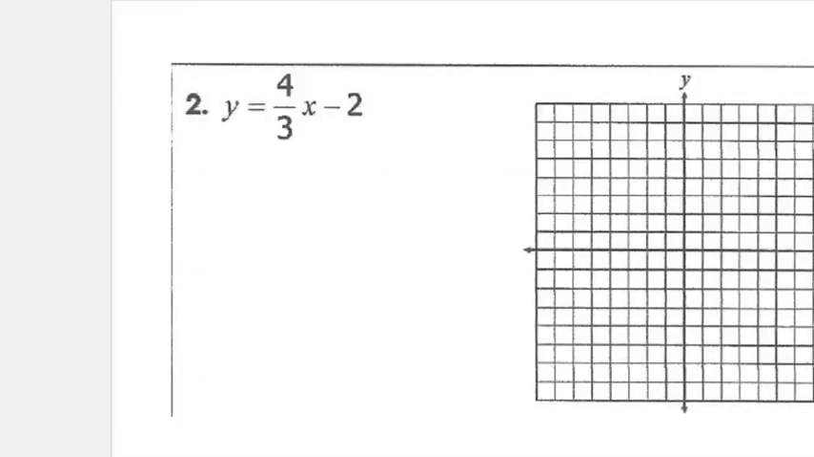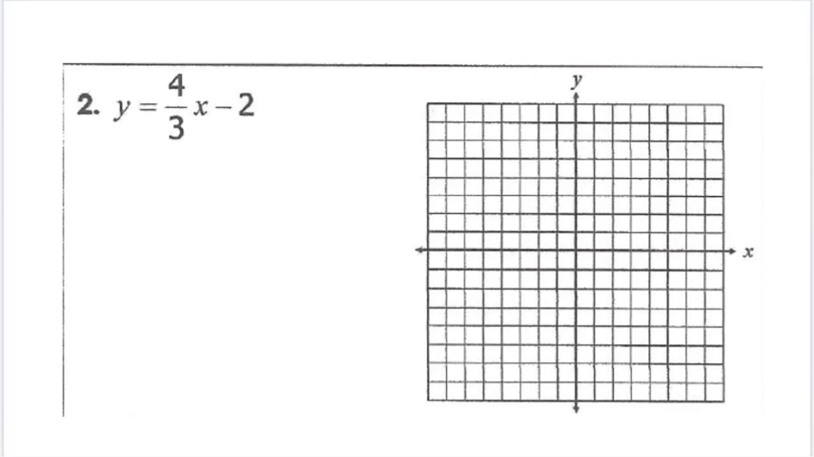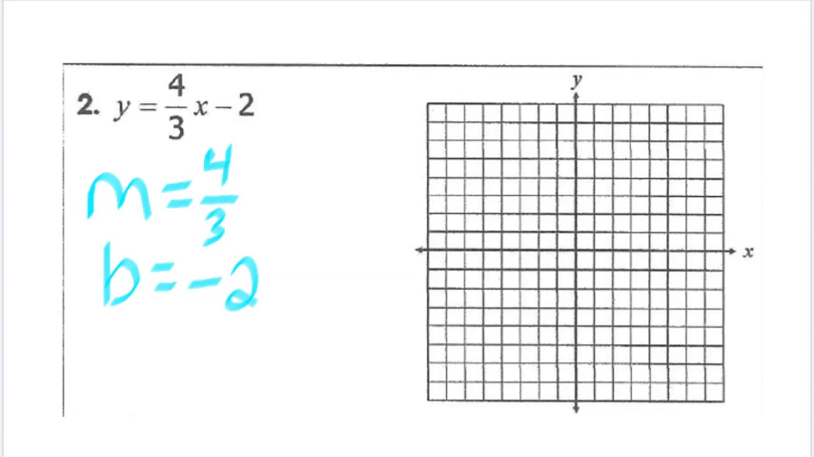All right, so let's try another one. The first thing we're going to do is identify our slope, and then identify our y-intercept. So for this one, our slope is 4/3, and our y-intercept is -2. Okay, so remember, we're always going to start here. So we're going to go to the y-axis, and we're going to put a point on -2.